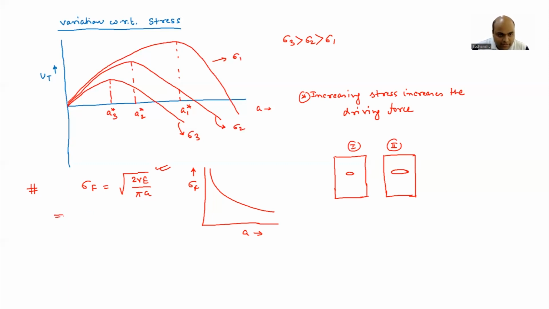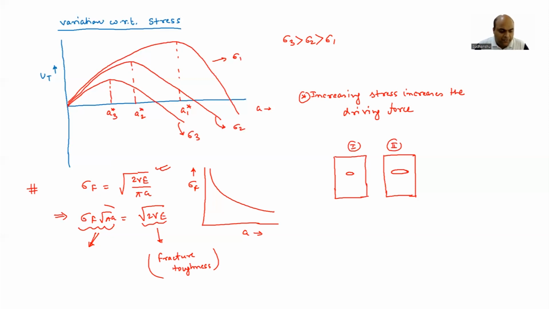And we can write this as sigma f root pi a equal to root 2 gamma e. And this particular left side you are going to see later a lot. This is related to the stress intensity factor. And in this case, I would say it's a fracture toughness because we are talking about now sigma f. And the right side is also equivalent. So this is your fracture toughness. We are going to come to this terminology fracture toughness eventually.